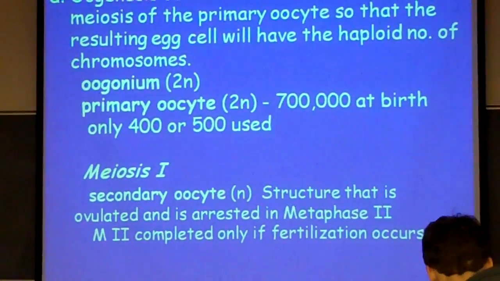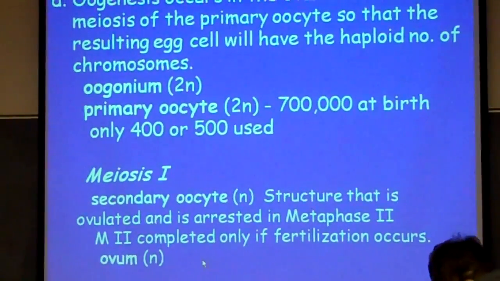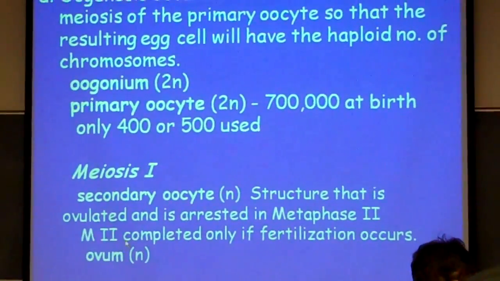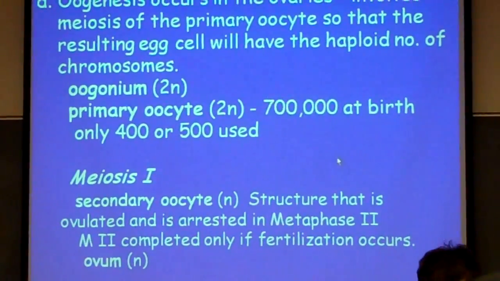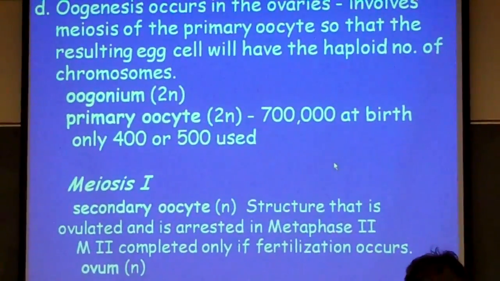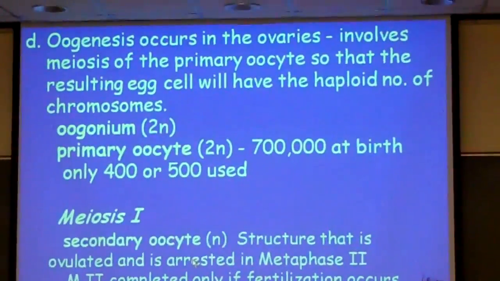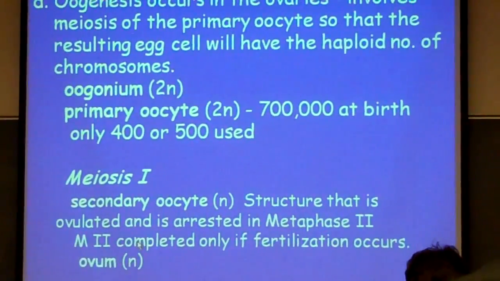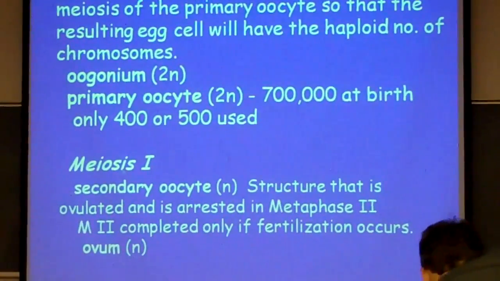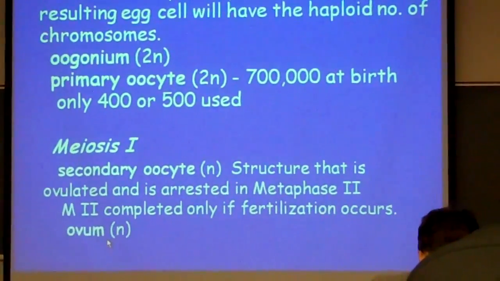Meiosis 2 is completed only if fertilization occurs. And that's where the ovum comes in. In other words, meiosis 2, the complete dividing, is not completed unless fertilization occurs. Okay, so what is ovulated? The secondary oocyte. It's arrested in metaphase of meiosis 2. Meiosis 2 is completed only if fertilization occurs. Okay, and if fertilization occurs, then it completes meiosis, releasing a polar body plus the ovum.